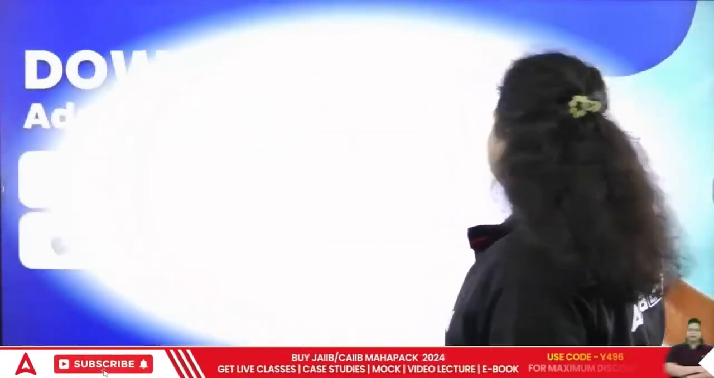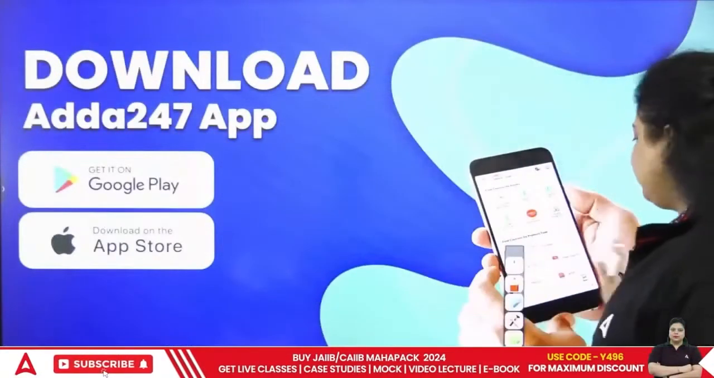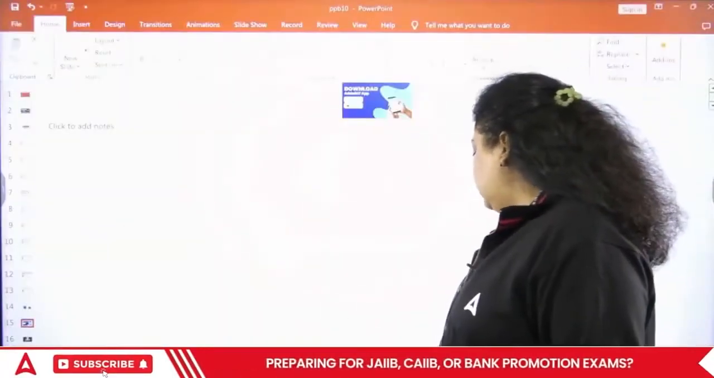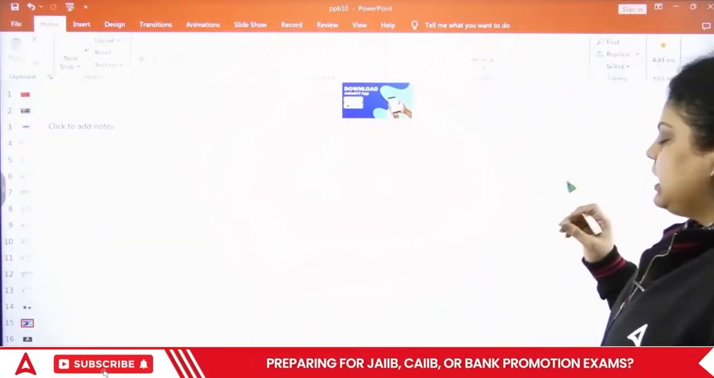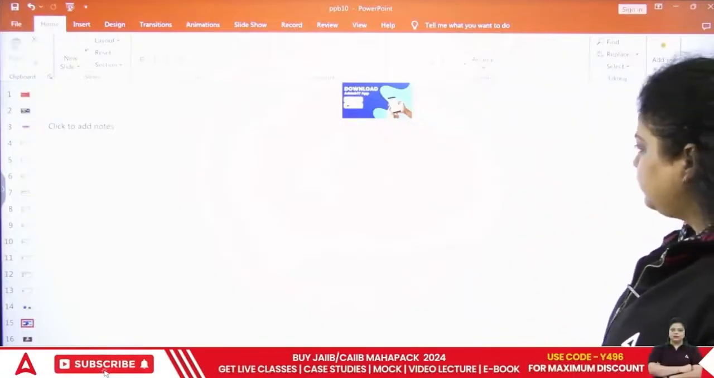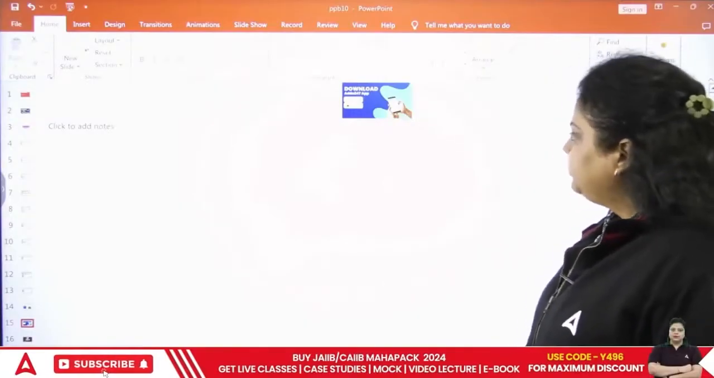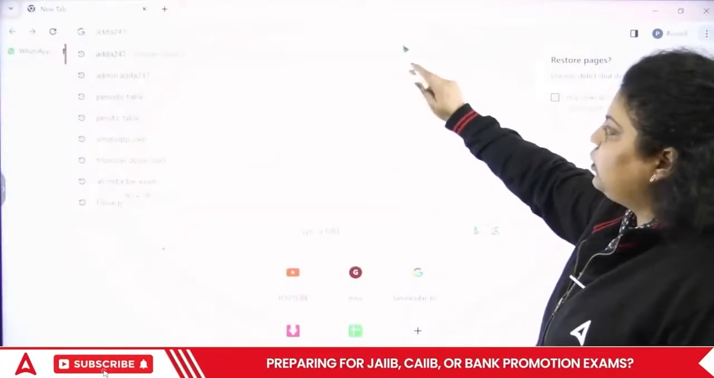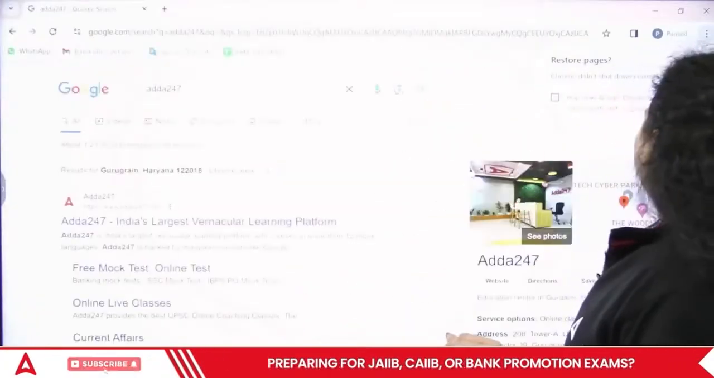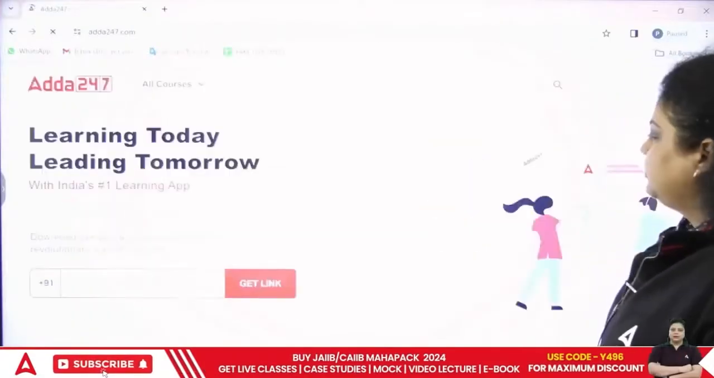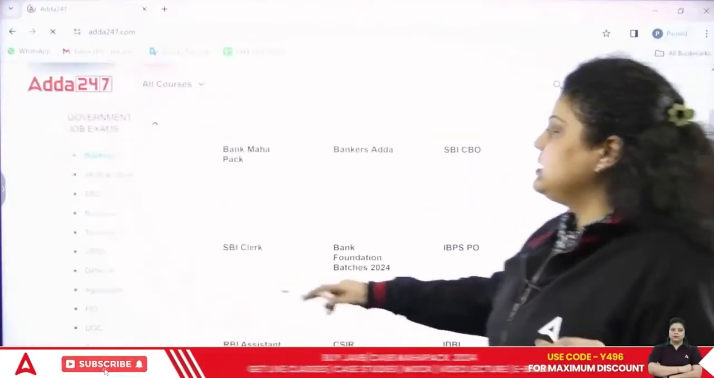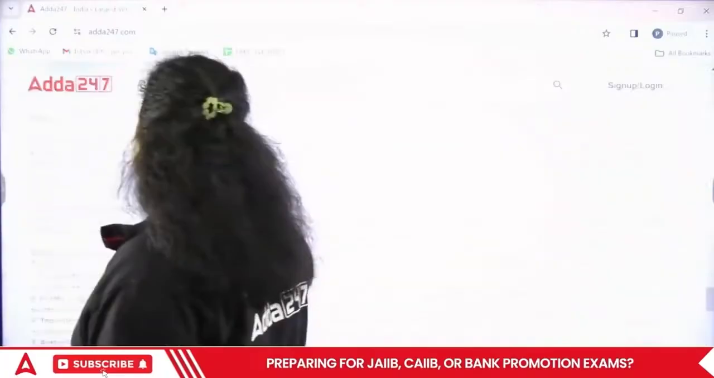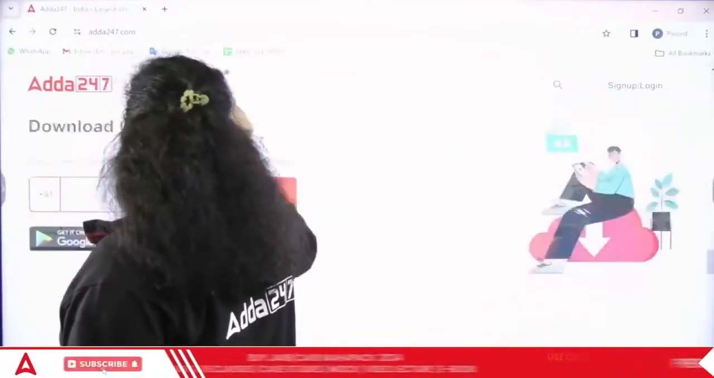How to enroll? To enroll, first of all, download the Adda 24/7 application. After downloading the application, what do you have to do? Just go to the Adda 24/7 application's home page. I will show you how. Here you have to go to the Adda 24/7 application's home page, and then go to the exam category. Select the exam category you are preparing for, and that will be your JAIIB CAIIB, right?